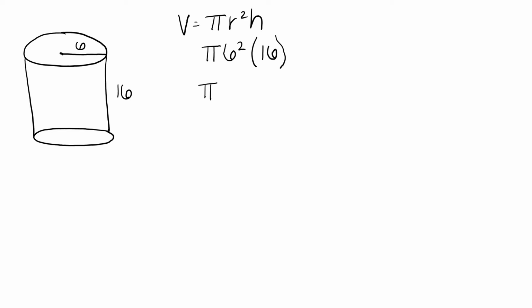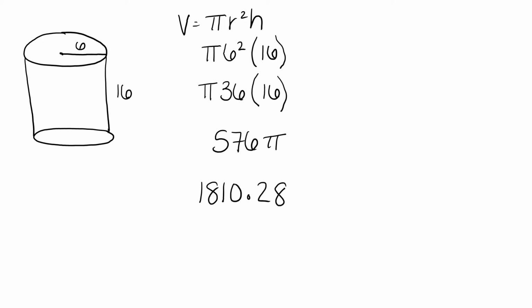Solving exponents first, 6 squared gets us 36. We multiply that by the height 16 to get 576. And our last step is to multiply by pi. The directions tell us to multiply using the fraction 22 over 7, which gets us an answer of 1810.2857, on and on and on.